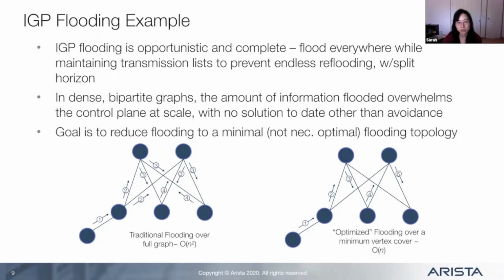So here's an example. On the left, we have the link state updates flooded on every link. But on the right-hand side, we have a flooding topology, which is a subset of the original physical topology. So ideally, every node will only receive one copy of the link state update.